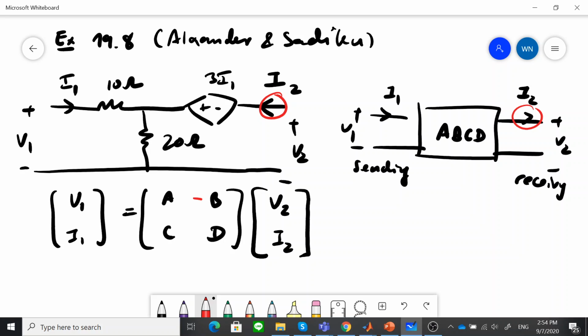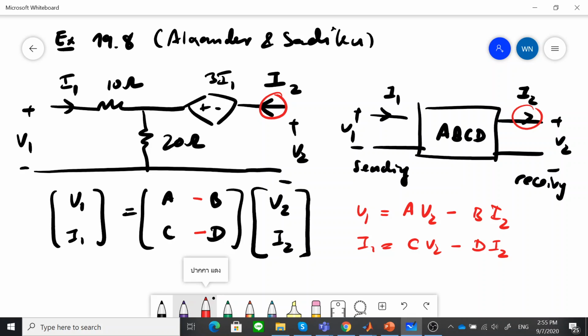I will put a negative over here, because V1 is a linear combination: V1 is equal to A times V2 minus B times I2. And I1 is C times V2 minus D times I2, right? So I just changed the sign of the current in this case, just changed the direction of the current.